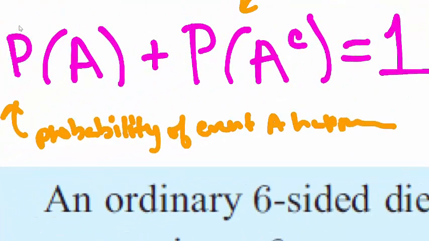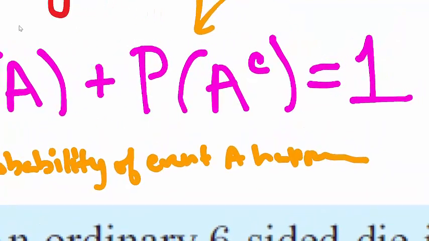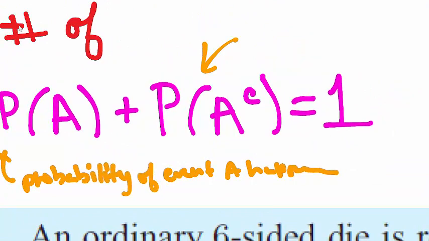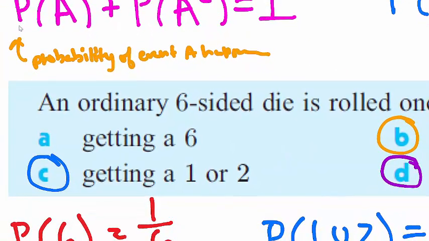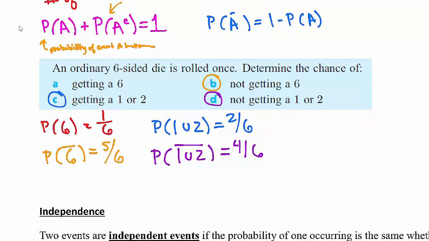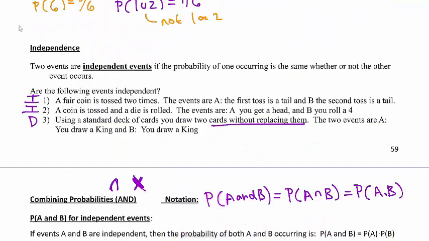The probability of event A happening, and then the other one is the probability of event A complement happening, which means A didn't happen. So here's some more examples of that. An ordinary 6-sided die is rolled once. Determine the chance of getting a 6: 1 out of 6. Of not getting a 6 would be 5 out of 6. Of a 1 or a 2 would be 2 out of 6. Of not a 1 or a 2, that would be 4 out of 6. You really need to spend some time working on these because you'll have questions.